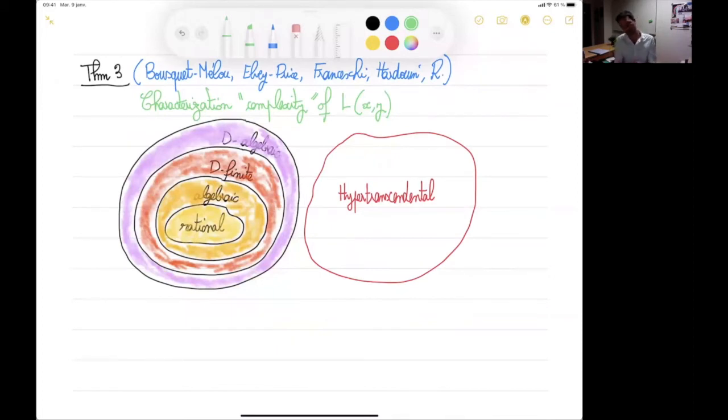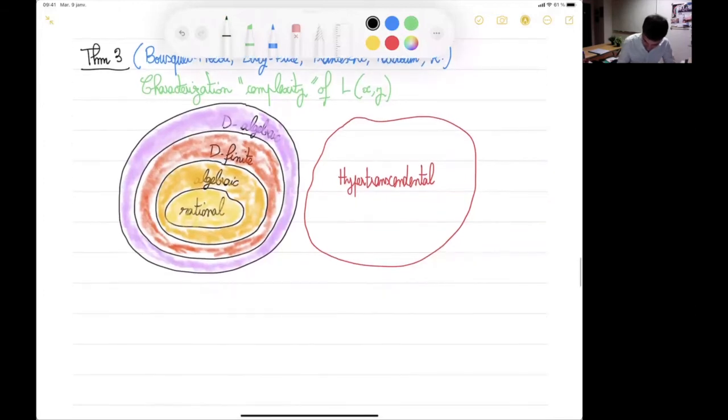So the idea is the following. If you give me some analytic function or some Poisson series, we have a kind of union of different classes of functions. And we can try to put this analytic function in one of these classes. So let me be a bit more precise.